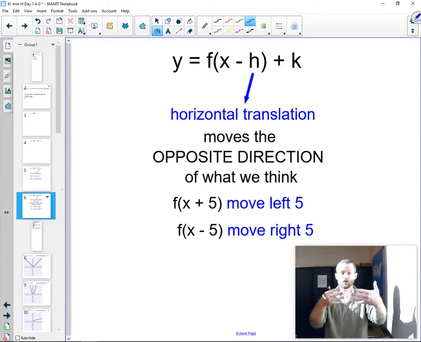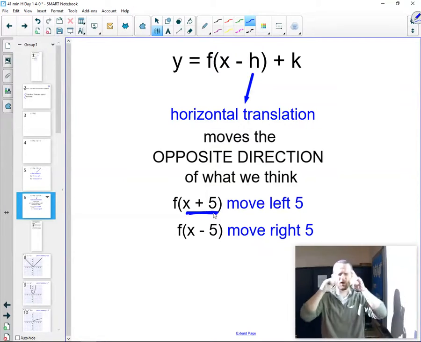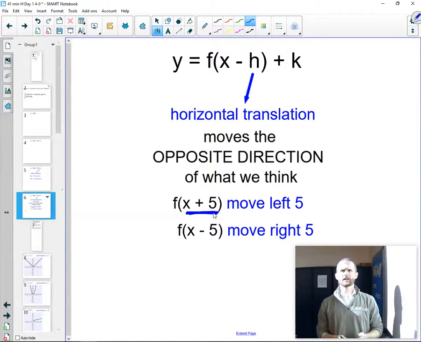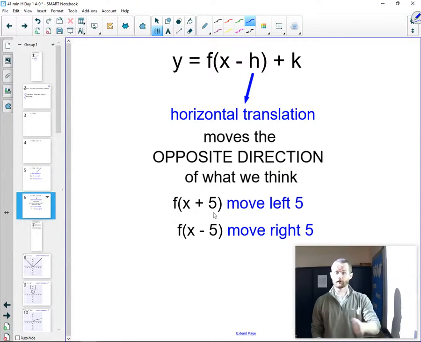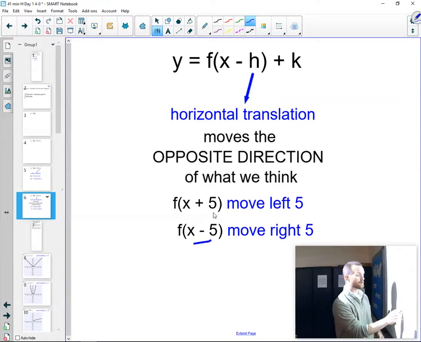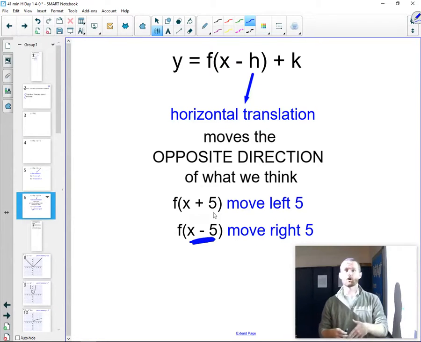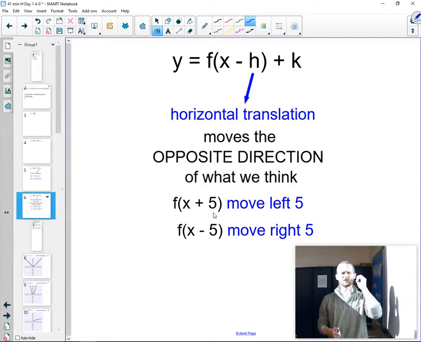H is a horizontal translation, so we're talking about left or right here, and it moves the opposite direction of what we think. What I mean by that is, if we add 5, normally that would be right 5. Adding 5 moves us to the right on a number line. But when we're translating a function, if we add 5 inside the most important part, we actually end up moving left 5. And similarly, if we subtract 5 inside the most important part of the function, instead of moving left, we actually end up moving to the right. So h works the opposite of what we would expect. And it's very understandable for students to look at this and say, well, why would adding something move to the left?